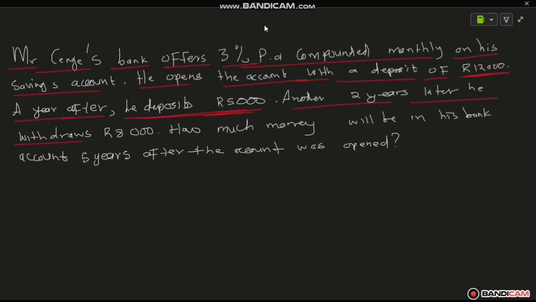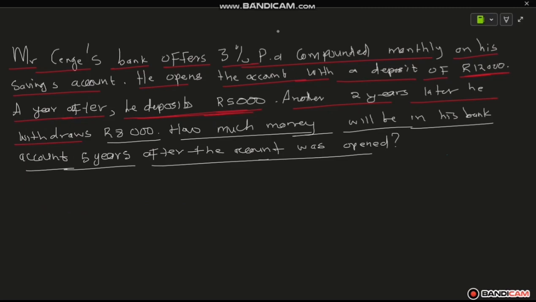The first thing, it's important for you to know what you must check after the first deposit: did the person withdraw, make a deposit, or is it just the continuation. So this is the formula that we're going to use. This is the first deposit, then he deposited 5,000 a year later, right? Then after 2 years, he withdraws 8,000. That's why we're having this formula.